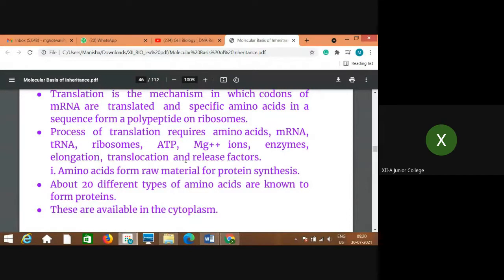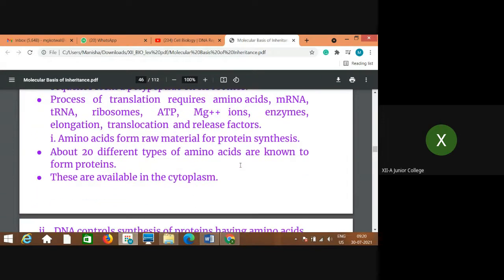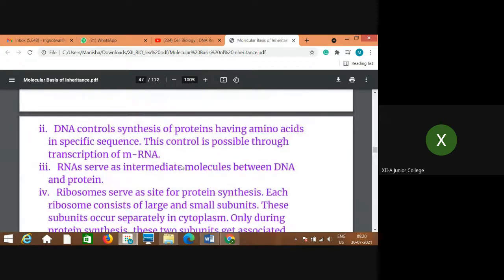And then after the translation process is over, factors like ribosomes are released and all these things get separated. What is released, that we will see. Amino acids form the raw material for protein synthesis. As I told you, about 20 different types of amino acids are known to form proteins, and these are available in the cytoplasm. Now you remember that the synthesis of RNA takes place in the nucleus, but the site of protein synthesis is the cytoplasm because ribosomes are present in the cytoplasm.